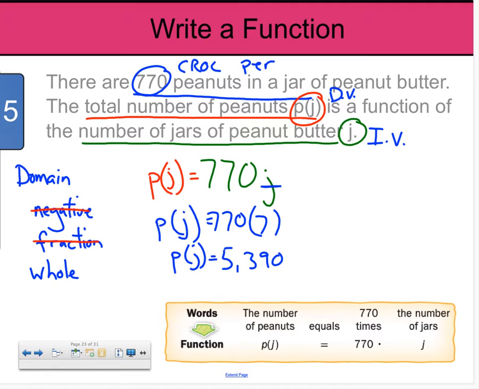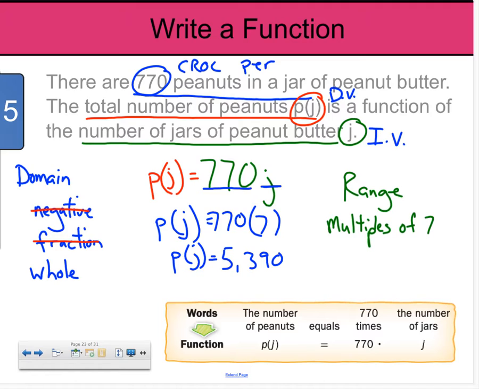So the domain, or our x values, are going to be any whole numbers. And any whole number that you're going to put in is going to ultimately be multiplied by 770. So our range then would be any number multiplied by 770, or we could write that as multiples of 770.